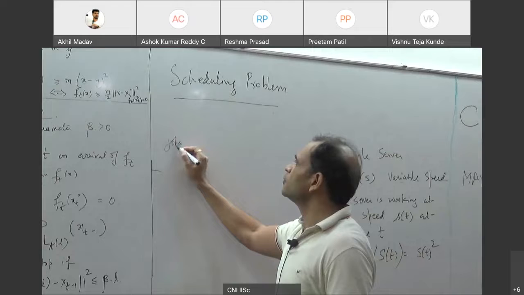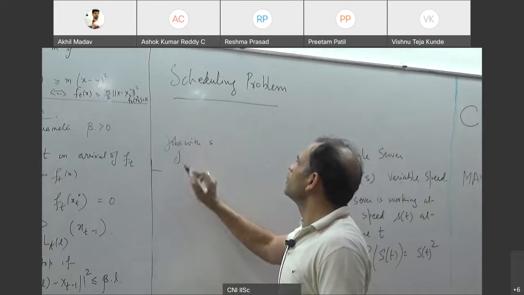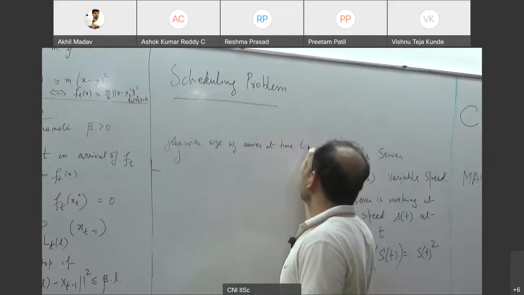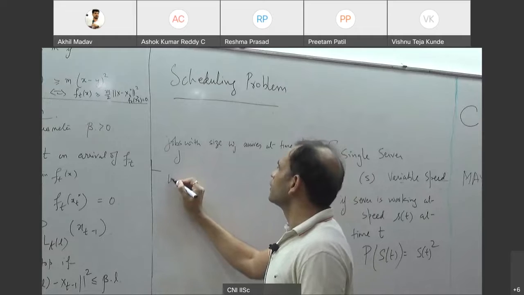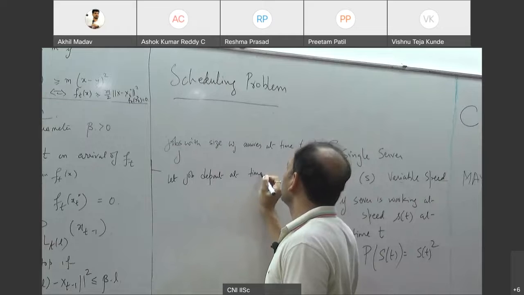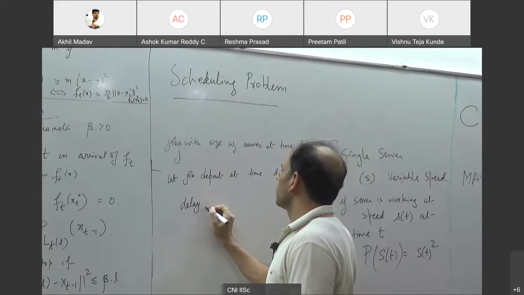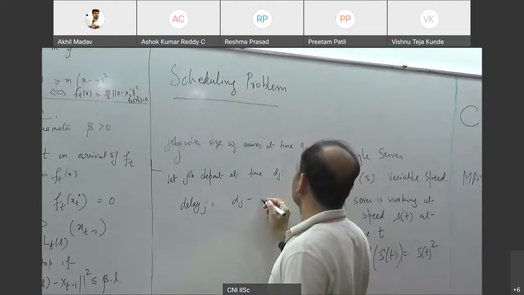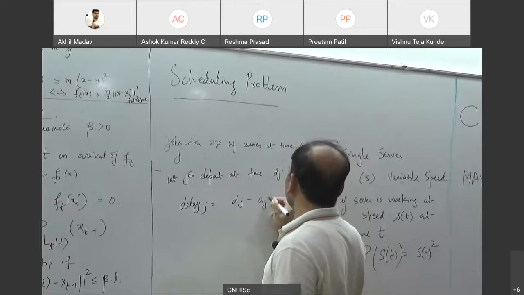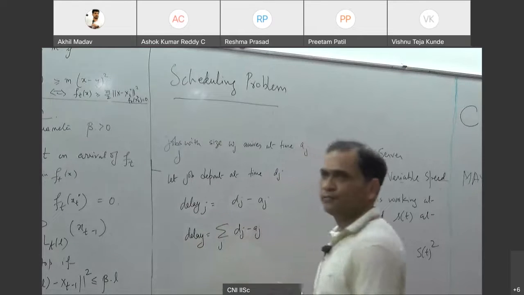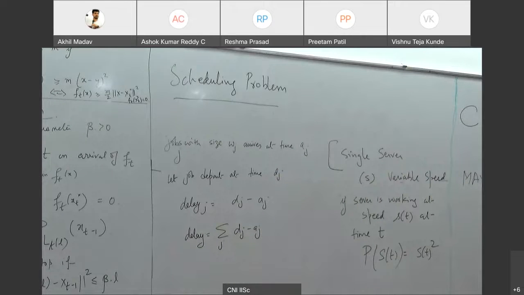Job size. Job J with size W. Let job J depart at time T_J. The delay for job J is nothing but T_J minus the arrival time. The overall delay is the sum over J. That's our usual metric for delay. At any point of time, we can process at most one job, at whatever speed you like.